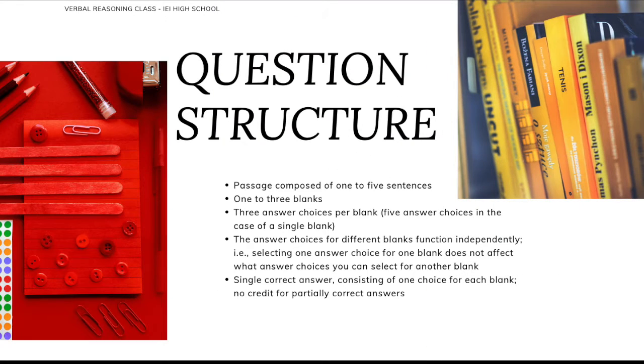Now, let's talk about the structure of those questions. First, you're going to find a passage composed of 1 to 5 sentences. Second, you are going to find 1 to 3 blanks in each one of those passages. 3 answer choices per blank in the case of 2 and 3 blanks, and in the case of 1 blank, you are going to find 5 answer choices. The answer choices for different blanks function independently. For example, selecting one answer choice for one blank does not affect what answer choices you can select for another blank. It is very important to remark that there is no partial credit for those answers. You have to get them right, otherwise you are going to receive nothing.